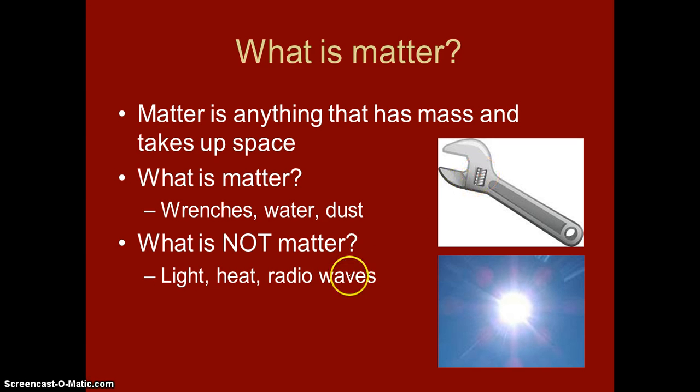But there are some things that are not matter. For example, the heat or the light that we get from the sun is not matter. The sun itself, however, would be considered matter. The sun has mass and takes up space, but the heat and the light, etc., that we get from it is not matter.